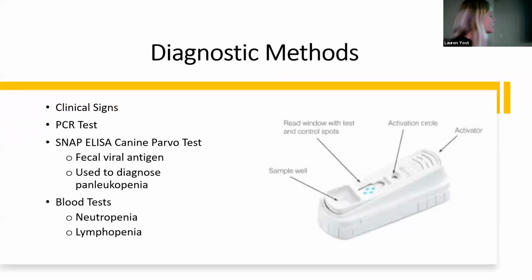Diagnostic methods. So there's no specific test for Panleuk. Your veterinarian can diagnose it on clinical signs, so the signs and symptoms that were mentioned. PCR test is not going to be quite as common. Snap ELISA canine parvo test. So as mentioned, the parvo and Panleuk are in the same family, and they share a lot of similarities. So we can use this fecal viral antigen test to diagnose Panleuk. There are arguments whether this is, how accurate it is, but they do pop positive if they are positive for Panleuk sometimes. And then they can use blood tests such as looking for neutropenia or lymphopenia.